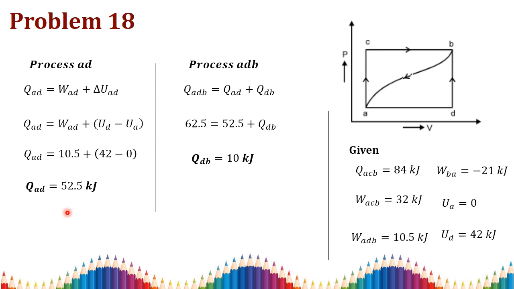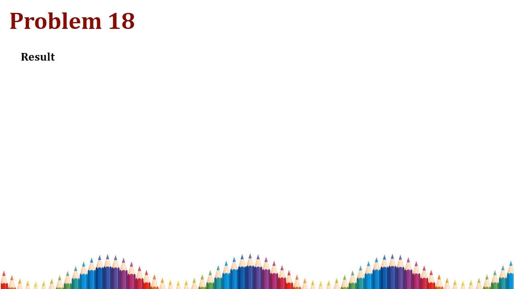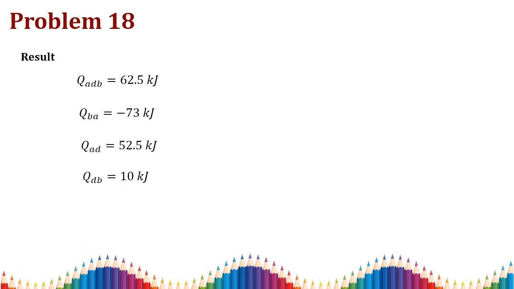Then we need to find Q of DB. For that I am writing that total Q of ADB can be written as Q of AD plus Q of DB. As we know, Q of ADB is 62.5 kilojoule and Q of AD is 52.5 kilojoule. So you substitute all the values to get Q of DB as 10 kilojoule. As a result, Q of ADB is 62.5 kilojoule in the first case, and in the second case Q of BA, where the system liberates heat, is minus 73 kilojoule, and in the third case Q of AD is 52.5 kilojoule and Q of DB is 10 kilojoule.